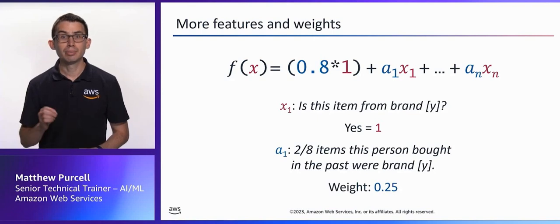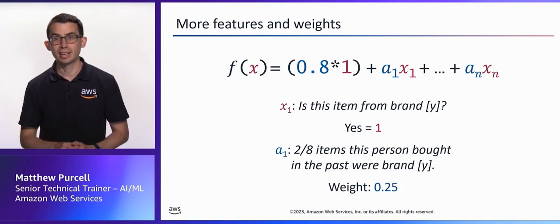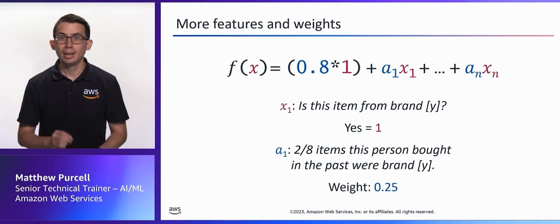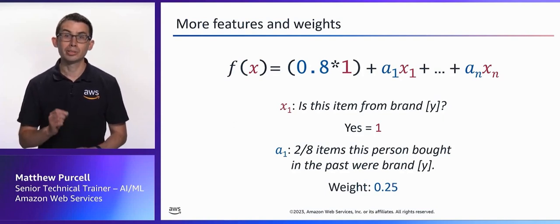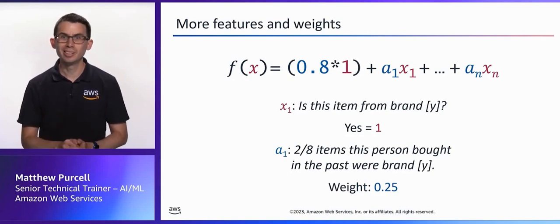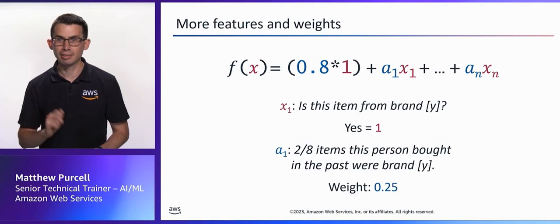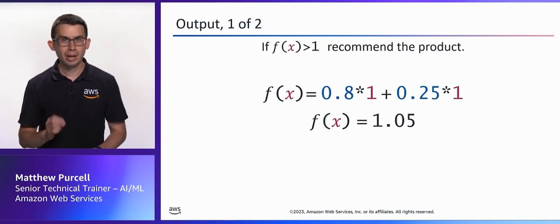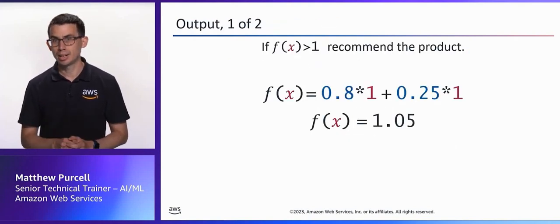The product is from that brand, so that converts again into a 1. The second weight says that since 2 out of the 8 items this person bought in the past were from that brand, that results in, you guessed it, a weight of 0.25. If this was a very simple model, this is what you'd end up with.